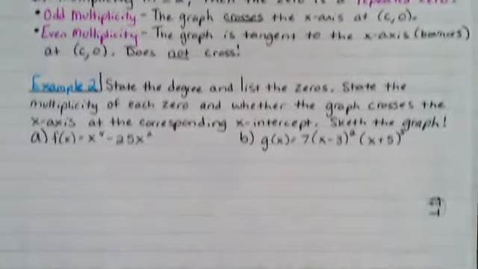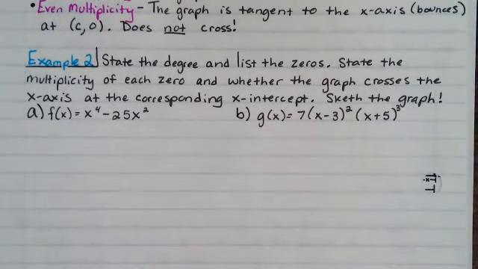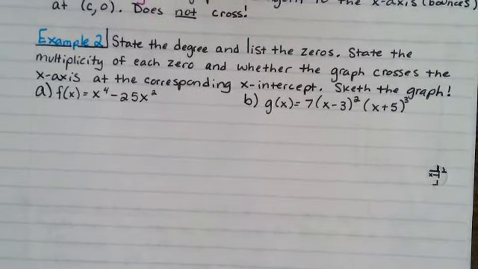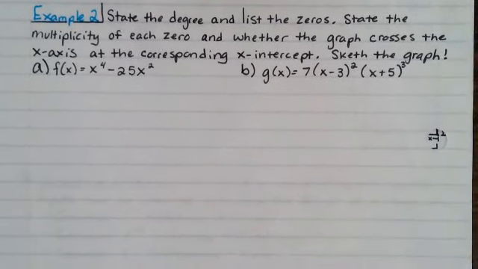So we're going to look at another example here. Now this one says to state the degree and list the zeros, state the multiplicity and whether the graph crosses or not at that intercept, and sketch the graph. Guys, I'm going to do this whole thing without a calculator. You do not need one for a question like this. Okay, so I'm going to show you what we would do.